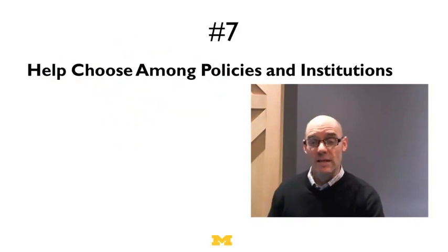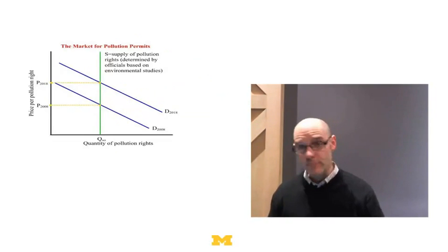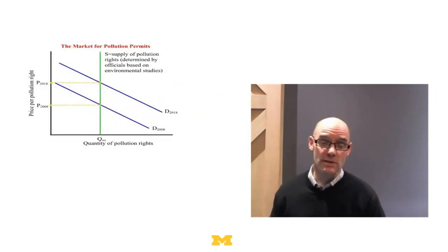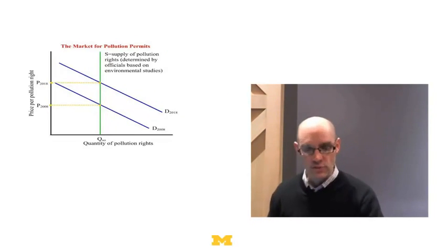Reason 7, to help choose among policies and institutions. Simple example: suppose we're thinking about a market for pollution permits or a cap and trade system. We can write down a simple model and it can tell us which one is going to work better.